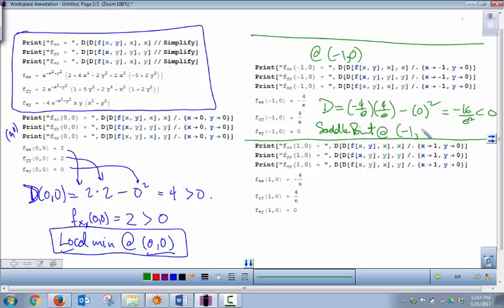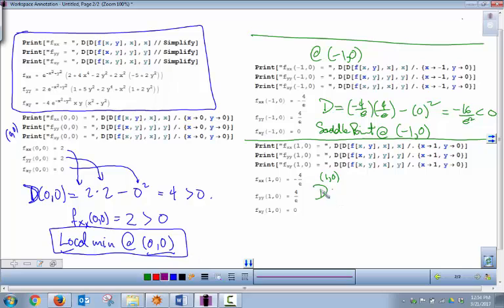At (-1, 0). Okay, so remember, if the discriminant is less than 0, we don't have to check anything else. We just conclude that it's a saddle point. And then finally, we got the discriminant at (1, 0).